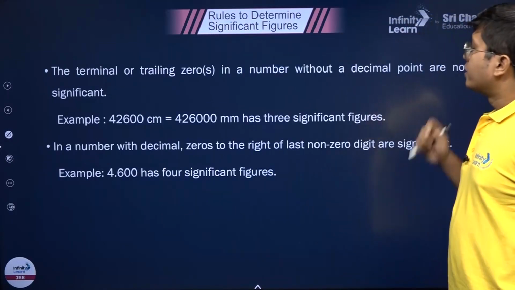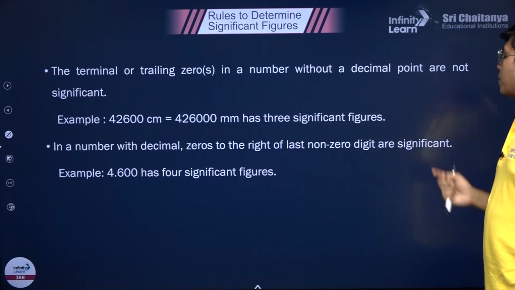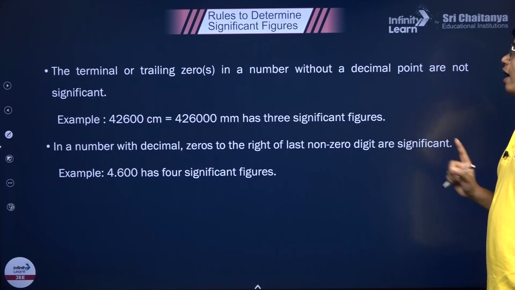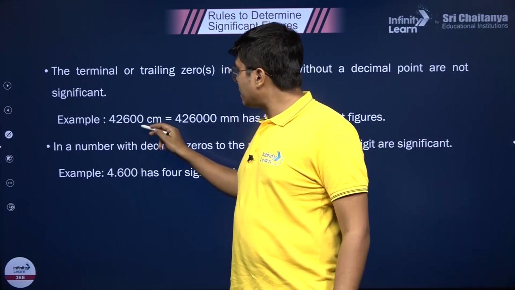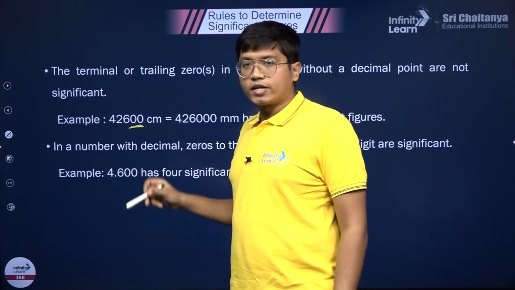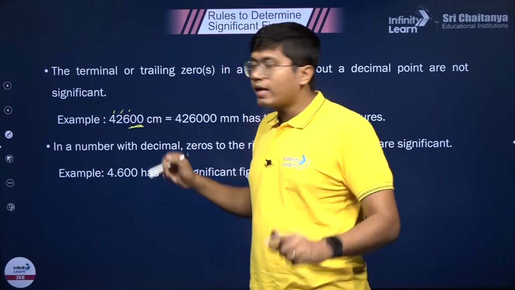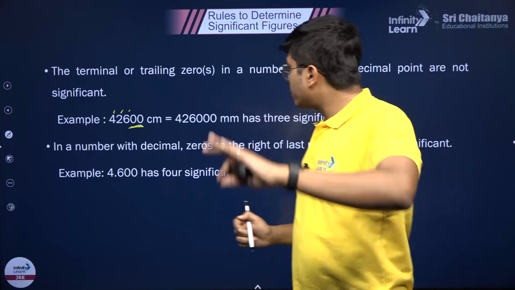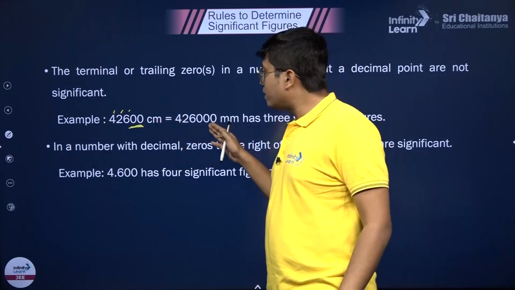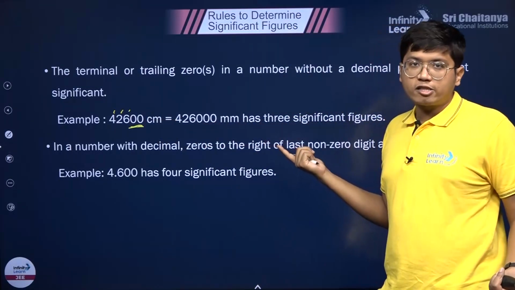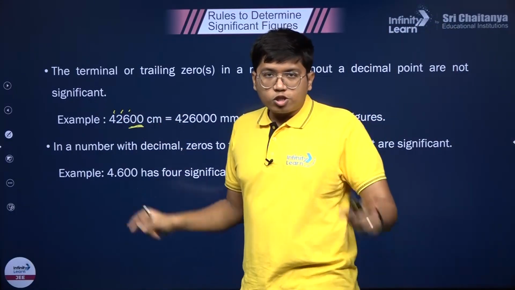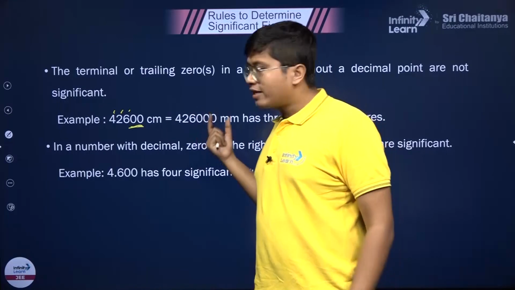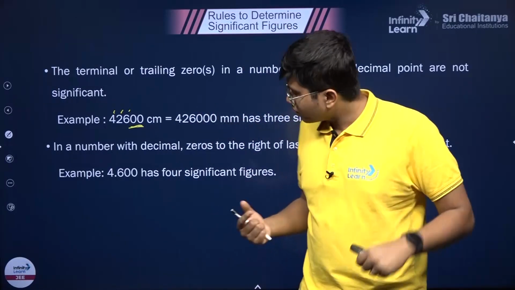Next up, the terminal or trailing zeros in a number without a decimal point are insignificant. So if there is no decimal point, then these zeros are not significant. Only these are significant. Why? Same reason. I can just change the unit from centimeter, if I go to millimeter, you see, I'm adding an extra 0. If I would have gone to meter, it would have just been 426. So changing the unit can eliminate them. So they are not significant.